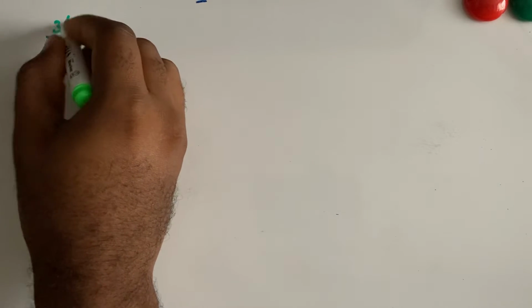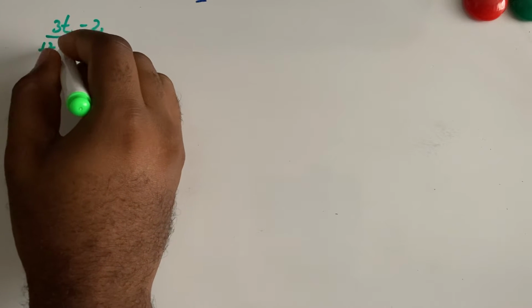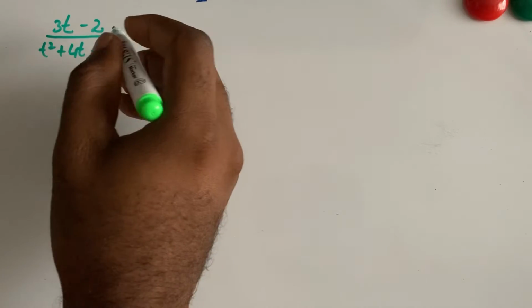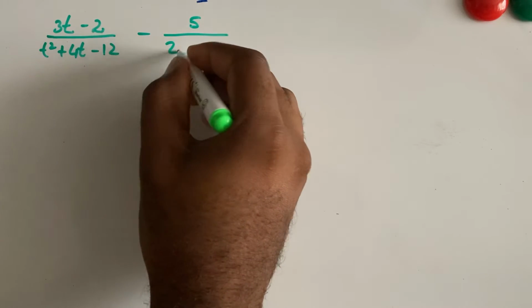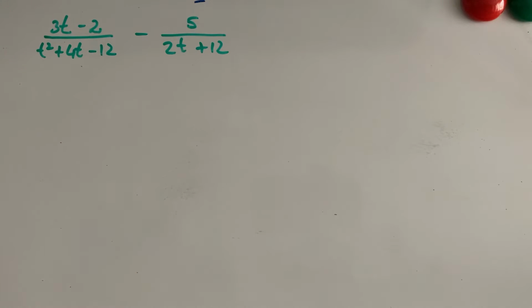3t minus 2, t squared over t squared plus 4t minus 12, minus 5 over 2t plus 12. And t squared plus 4t minus 12. On top I have 3t minus 2.